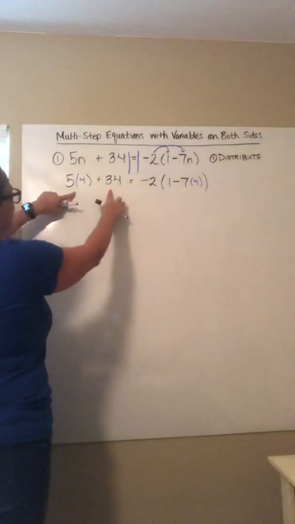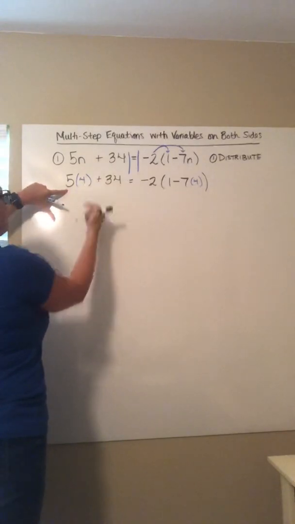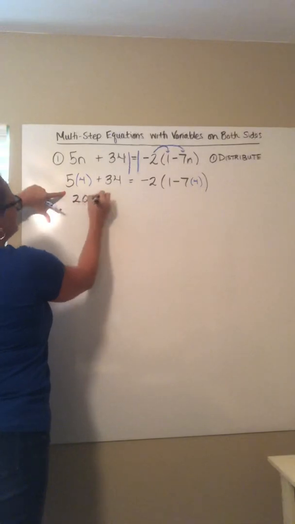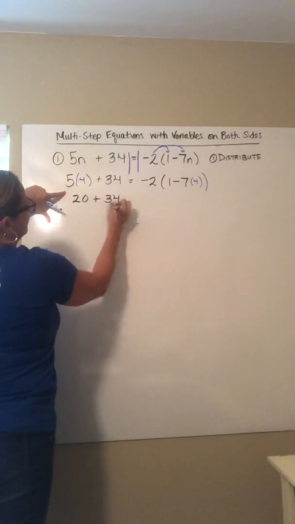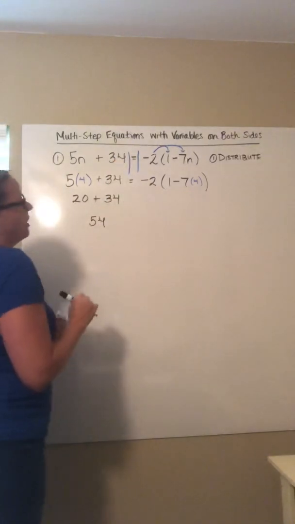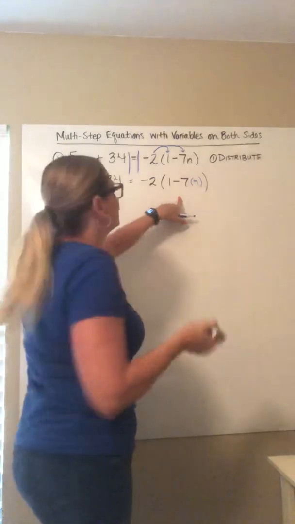So if I evaluate this side using the order of operations, 5 times 4 is 20. 20 plus 34 is 54. So the value of the left side is 54. So this should also end up being 54. So let's take a look at that.